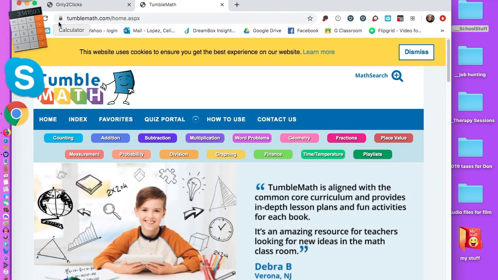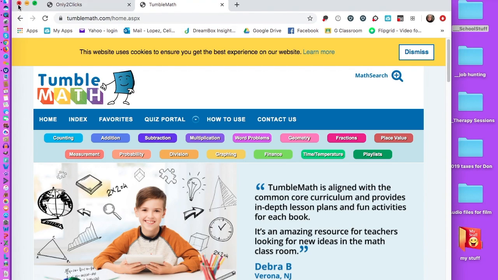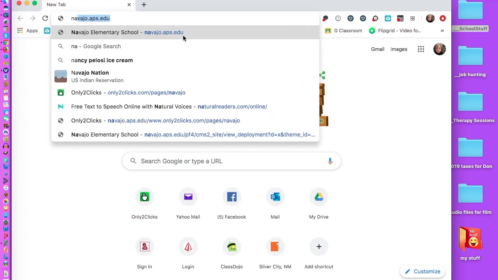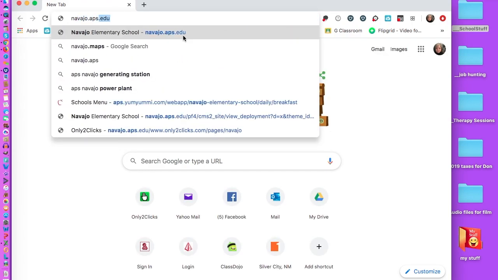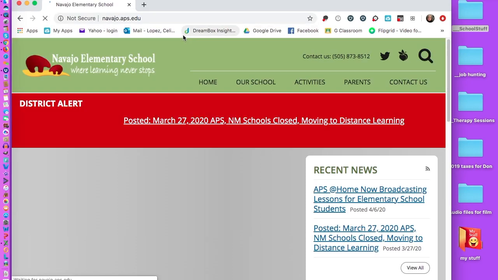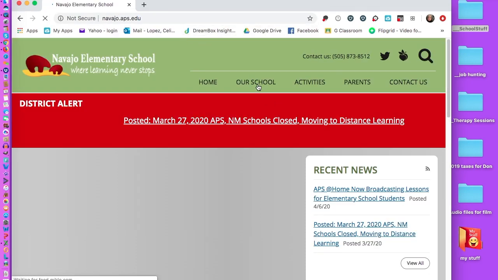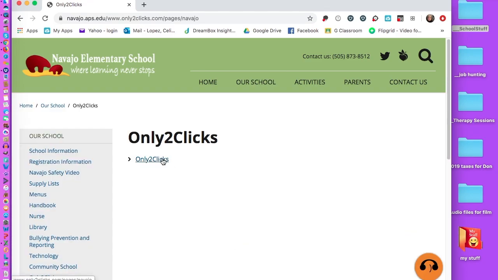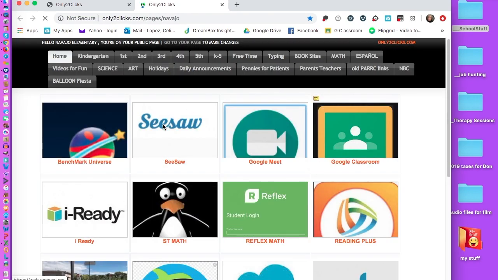We go to our browser, and if you don't know how to get here, basically you will go to our school website, navajo.aps.edu, and go to Our School, down to only 2 clicks. Click again, and on the landing page you'll see the main portals, and up here you'll see specified tabs for different grades and different activities. Between book sites and Espanol we have math.